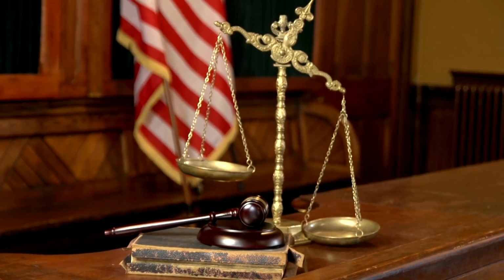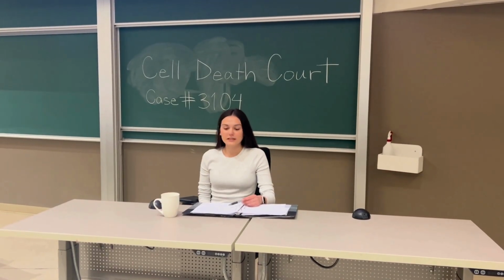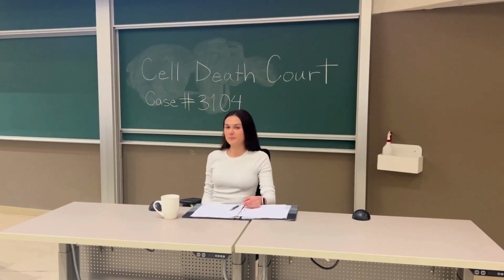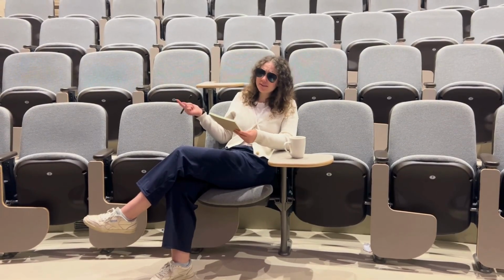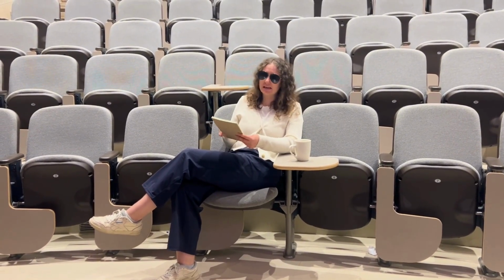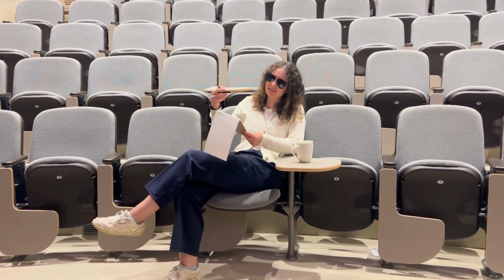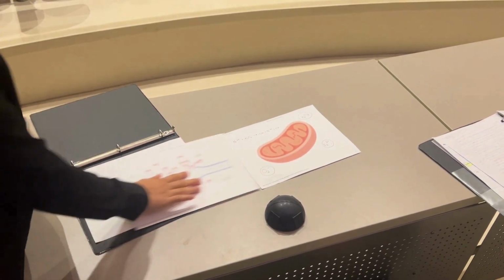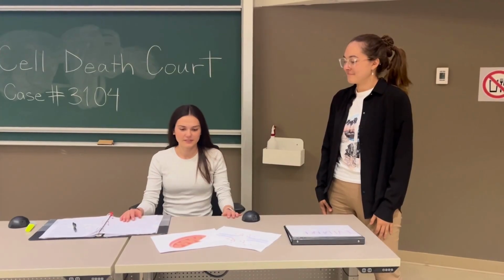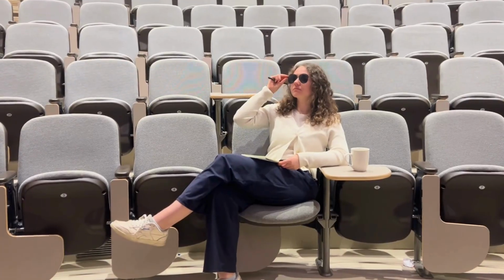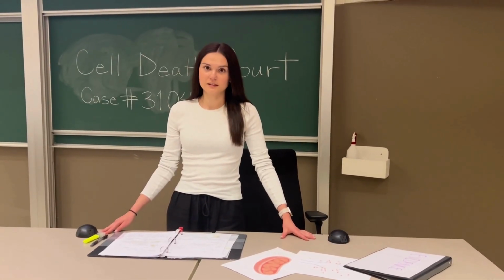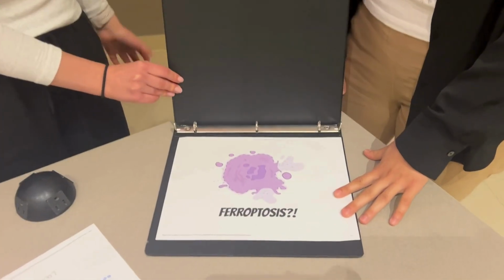kept just waiting. Order in the court. Today, we're investigating the death of cell 3104. Prosecution, please present your case. Your Honor, we've seen these cell death cases 1,000 times, and the culprit is always apoptosis. Wait, Your Honor, we're missing something. Look, there's iron accumulation, reactive oxygen species, and lipid peroxidation. There's only one type of cell death that could have done this. Ferroptosis!